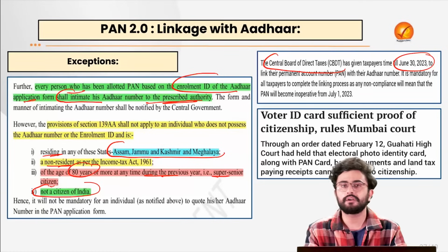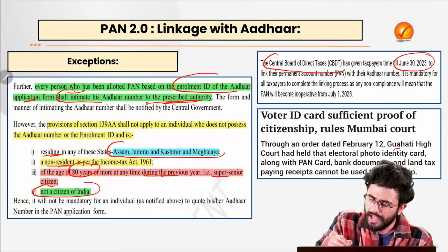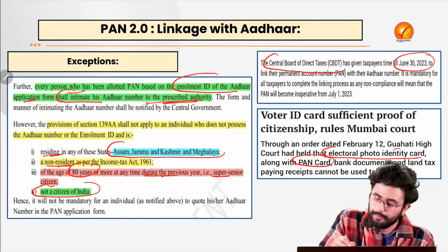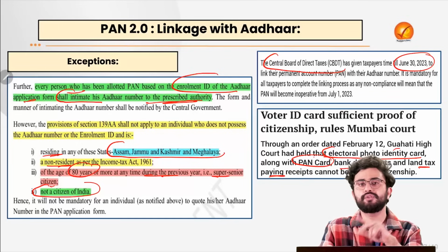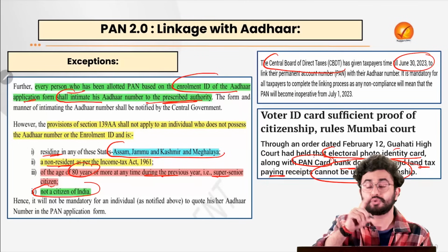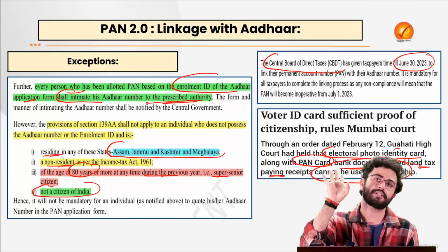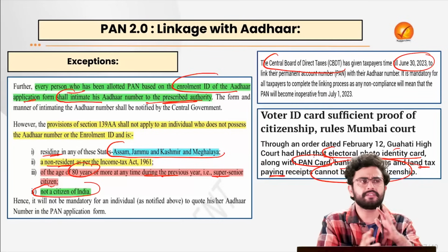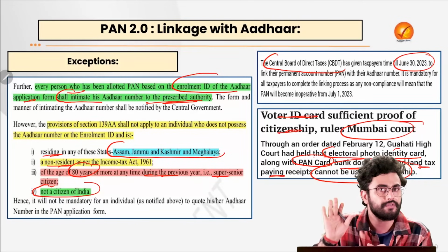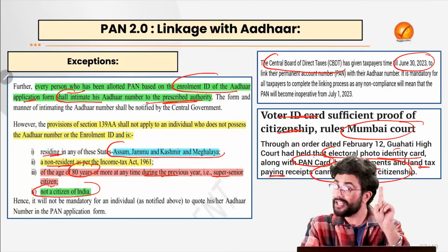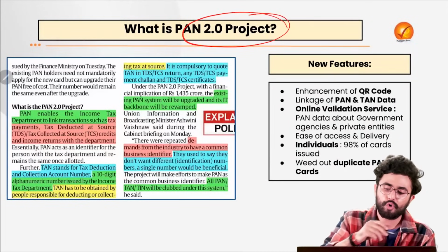Now this debate took place in the court. First of all, there was a Guwahati court. The Guwahati court stated that if you have an electoral photo identity card, a PAN card, a bank document or even a land tax paying receipt, with all of this, can you prove your citizenship? The answer is no. So remember that under the rules of the government, there is no particular document which can actually prove your citizenship. It is completely based upon the various directives given by various courts. For example, the Mumbai court said that a voter ID card can be sufficient proof of citizenship. So there are various kinds of arguments, but there is no such provision by the government yet. Remember this.